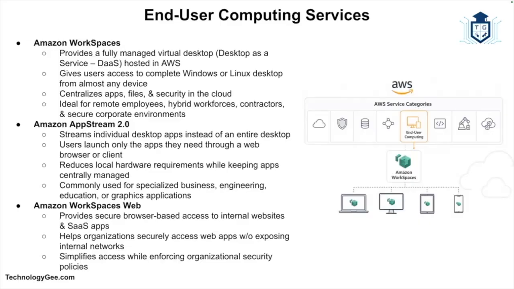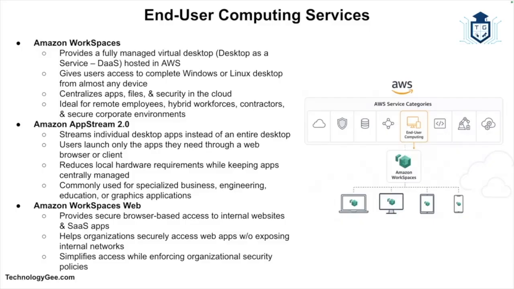All right, so now let's talk about delivering computing environments to users. The key services are Amazon AppStream 2.0, Amazon WorkSpaces, and Amazon WorkSpaces Web. Amazon WorkSpaces provides full virtual desktops in the cloud, so users can log in from anywhere and access a complete desktop environment. Then there's Amazon AppStream 2.0, which is more focused because it streams individual applications instead of full desktops. And you have Amazon WorkSpaces Web.